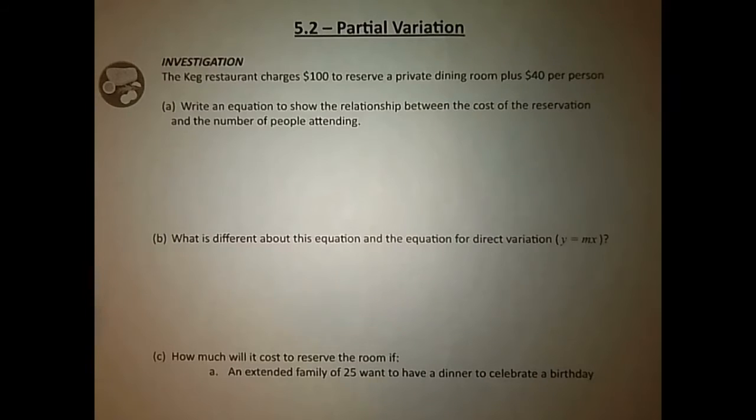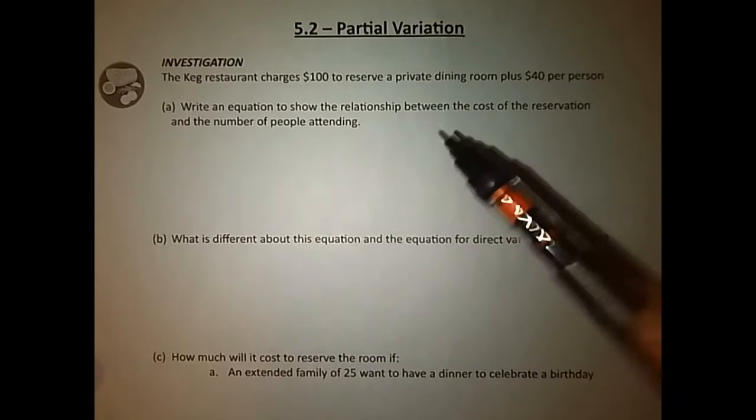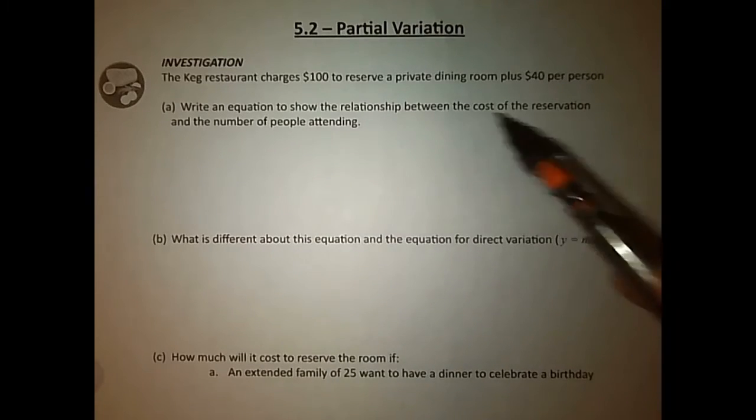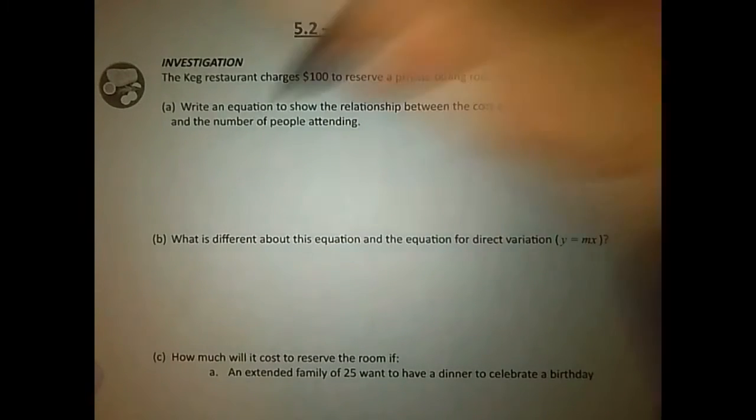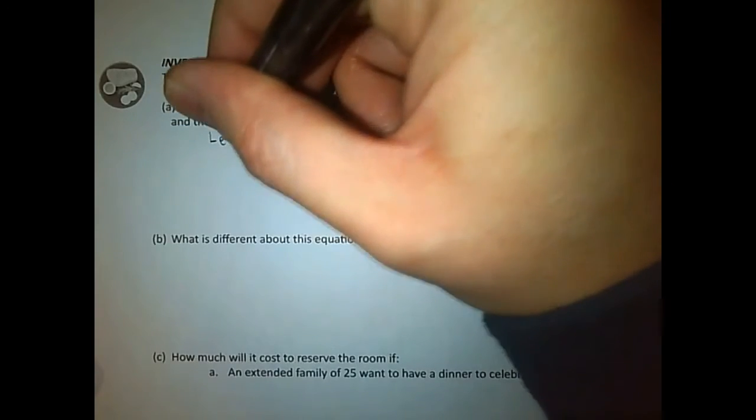So, another quick investigation. It says the Keg restaurant charges $100 to reserve a private dining room plus $40 per person. So it says write an equation to show the relationship between the cost of the reservation and the number of people attending. So let's try and use x and y here, just because it'll make it easier when we look at a graph. So let's write our let statements.